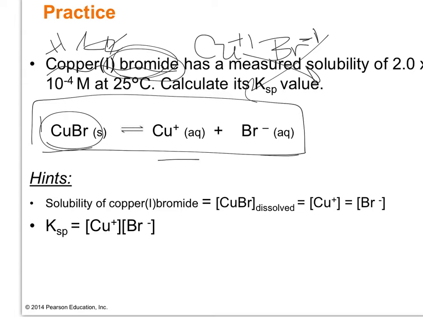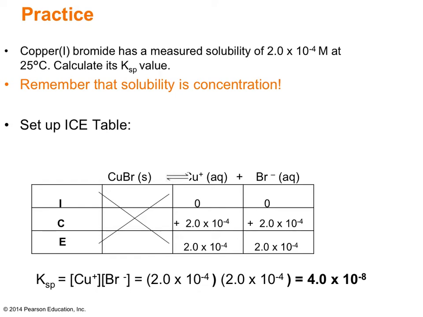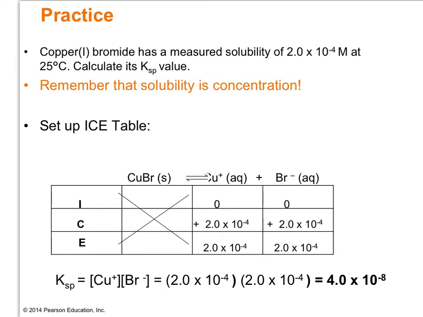This is a simple one because the stoichiometry is 1 to 1 to 1, but we're going to start with something simple. The problem asks you to calculate the KSP value. And so obviously you want to set up the expression for KSP based on the equation. And now as with any equilibrium, you need to go ahead and set up your ice table. In this case, the problem gave us the solubility.